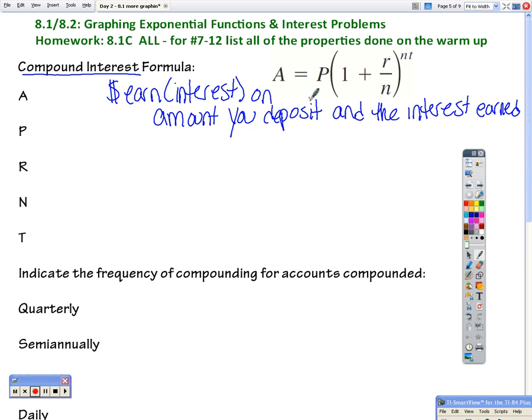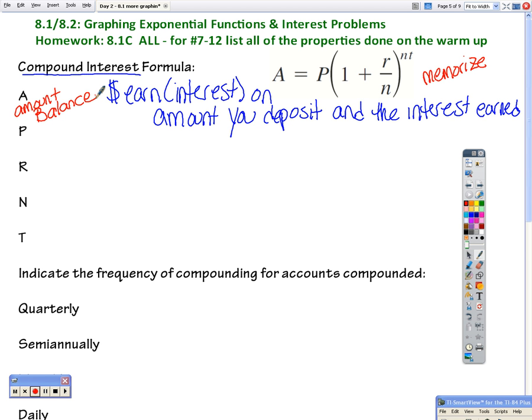This page is actually in your packet, so if you're watching the video, find this page in your packet so you can actually add all of these notes right to that page. This formula you need to memorize. So A stands for the amount in your account, which the word for that is the balance. So it's your balance in your account.